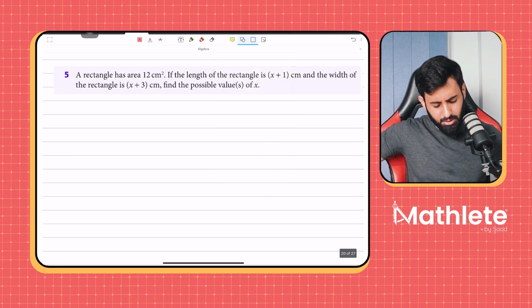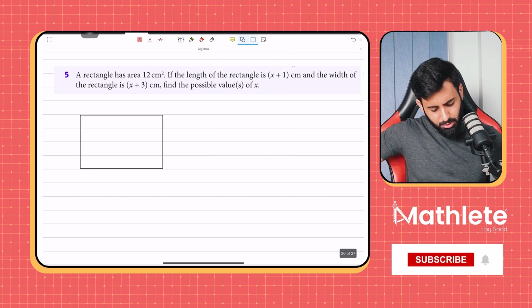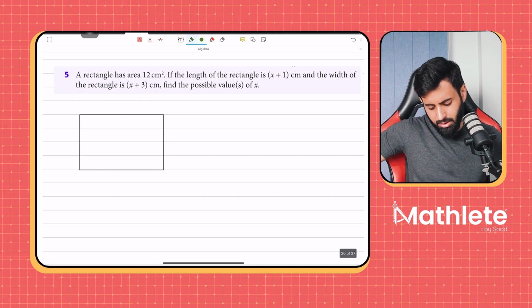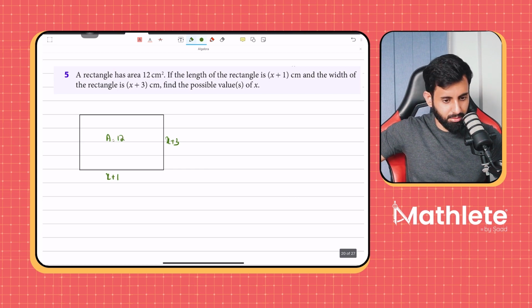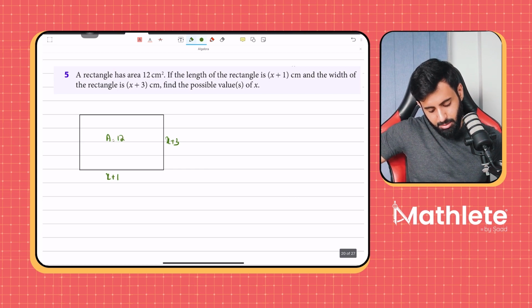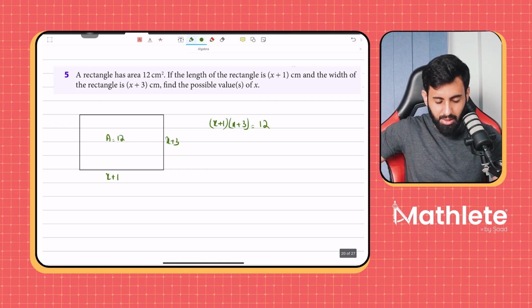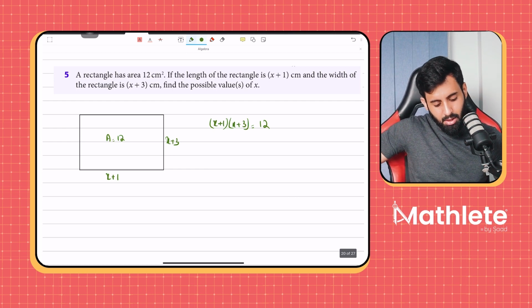You're given a rectangle. It's always a good idea to make a rough sketch of the rectangle the question is talking about. So in this case, it's talking about a rectangle with length x plus 1, and with the width x plus 3, and what's the area equal to? The area is equal to 12. So what are we going to do? Simple, x plus 1 into x plus 3, which is equal to 12, and this is where the practice of solving algebraic fractions and all that will come in handy.